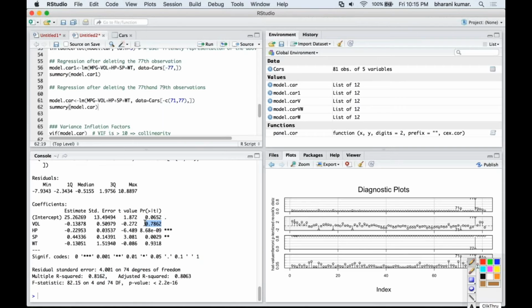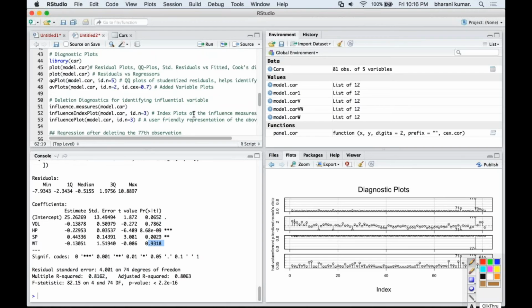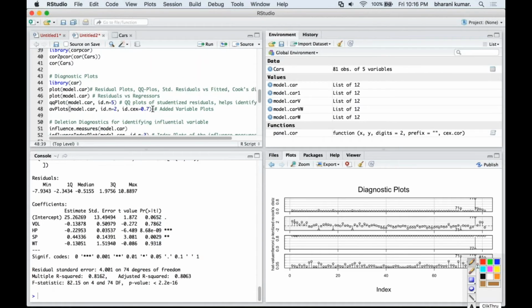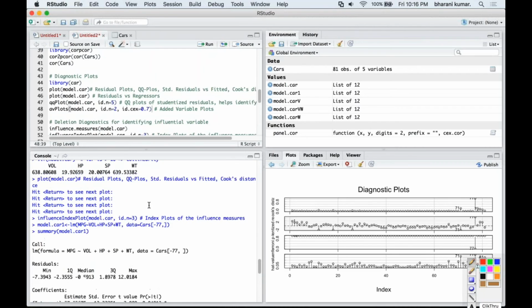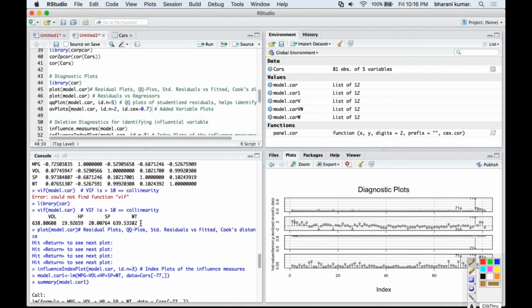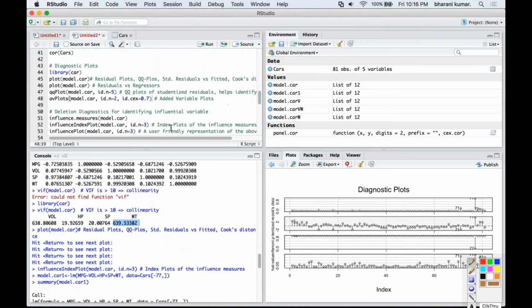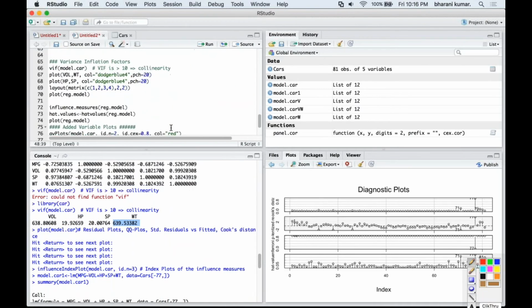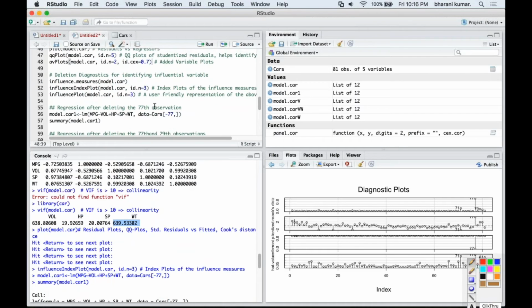Also, your volume and weight are not turning out to be significant. So the only way around is to delete either volume or weight. When I did the variance inflation factor, I found that weight has the maximum variance inflation factor. So it warrants us to delete that.